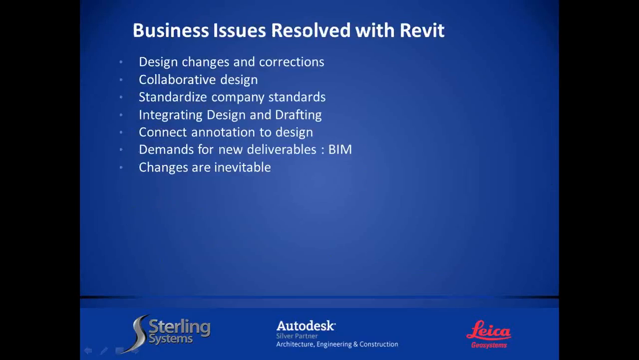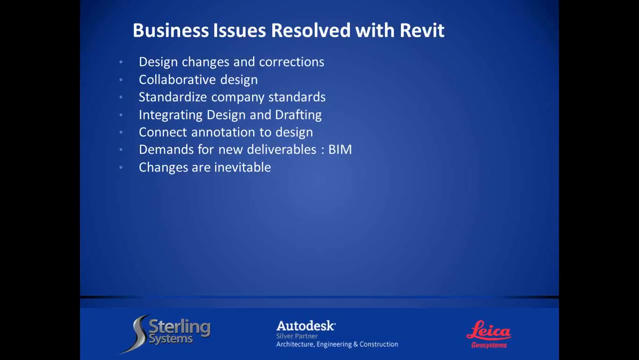Now, some of the business issues resolved with Revit: design changes and corrections. When we make those changes in one location, we can be assured that they're going to be reflected throughout the entire project. The next is collaborative design. We're able to work seamlessly in one file through something we call work sharing. We're not going to get heavy into work sharing in this presentation, but it is an important tool in allowing all of our staff to work on one file as opposed to having to read only and copy multiple files into one location.